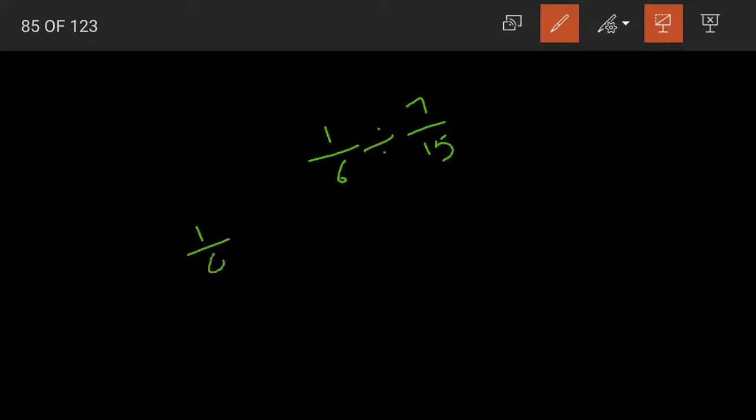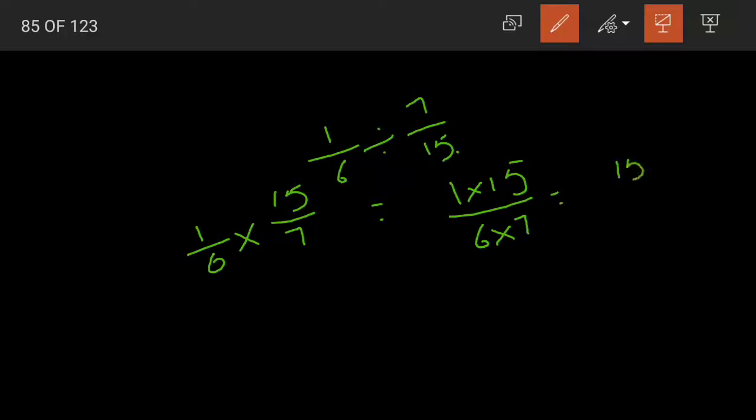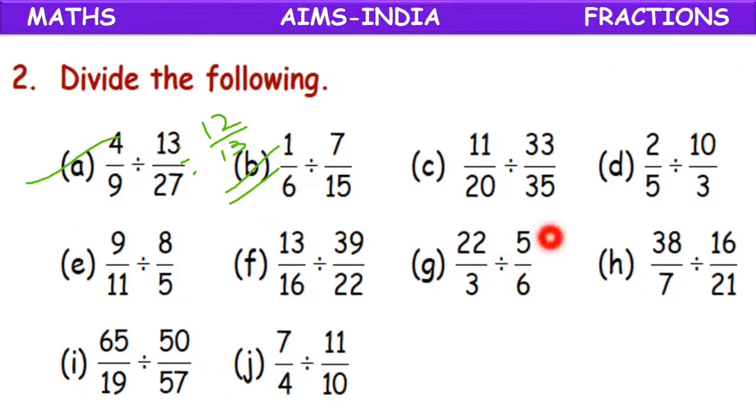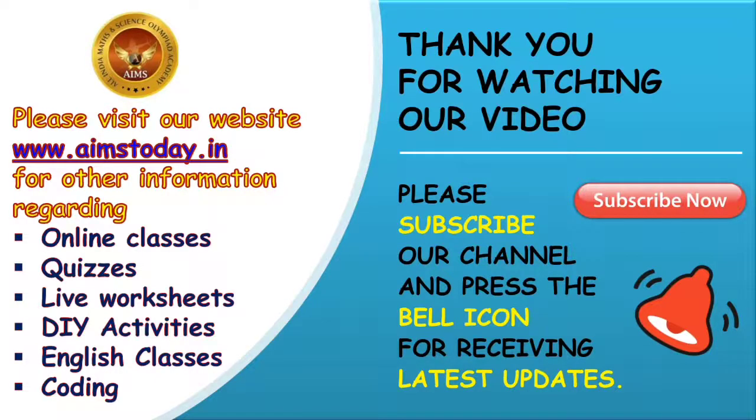Again the first fraction as it is, then multiplication. Write the reciprocal of the second fraction. We have 1 into 15 divided by 6 into 7, that is nothing but 15 by 6 sevens are 42. So 15 by 42 is our final answer. Yes children, I hope you can solve the remaining problems, right? Yes, the more you practice, the more you will become perfect in this.